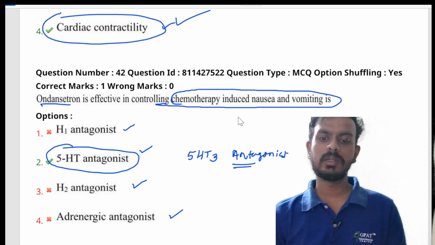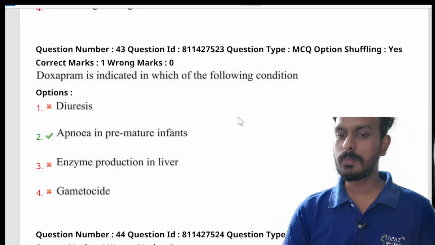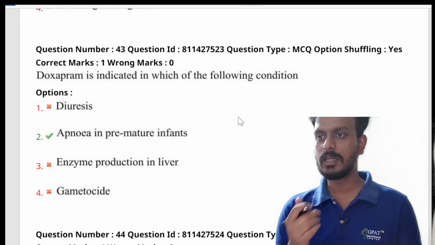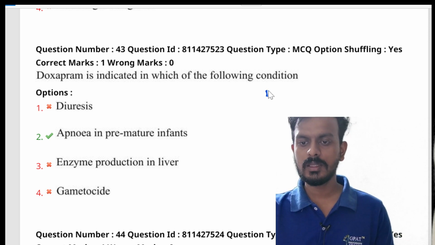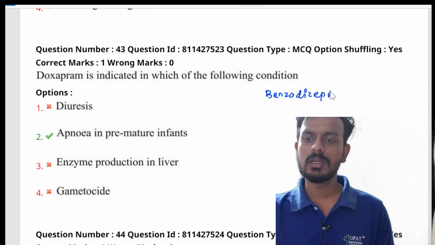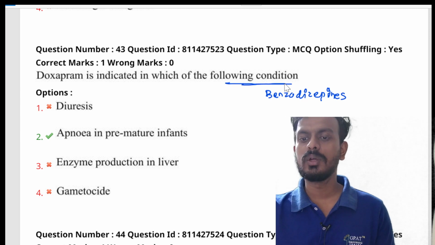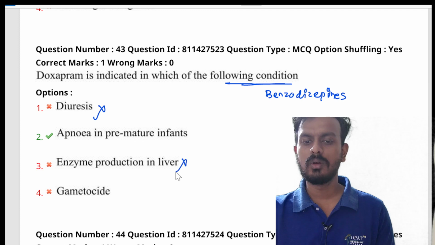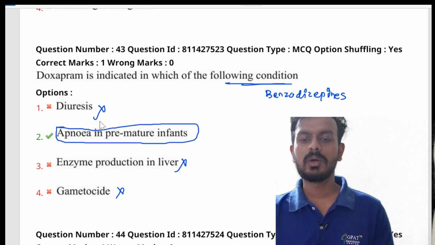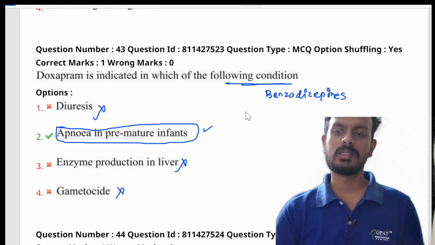Moving to the next question: lorazepam. These are a benzodiazepine class of drug. The question is asking in which of the following conditions they are implicated. Diuresis? No. Enzyme production in liver? No. Yes, this is given in apnea in premature infants. In case of premature infants, they are given.